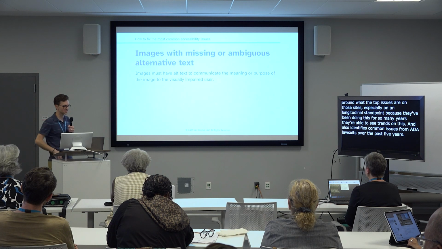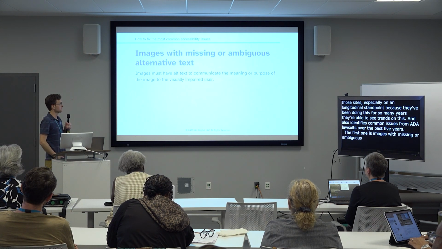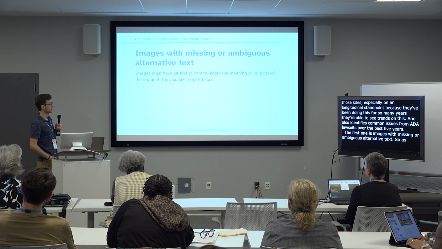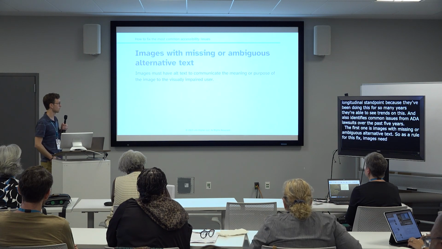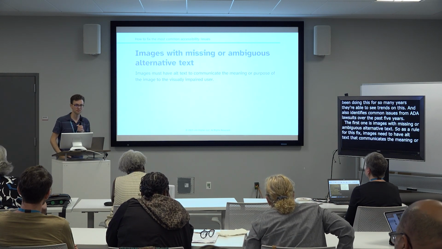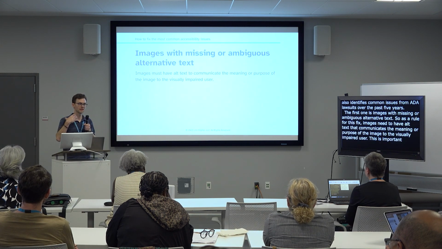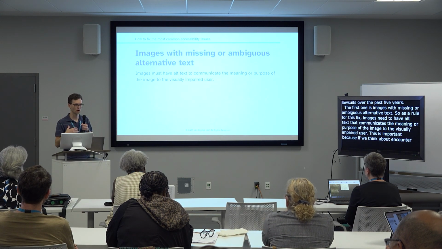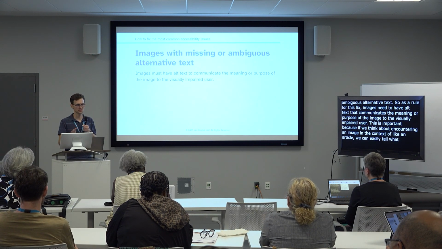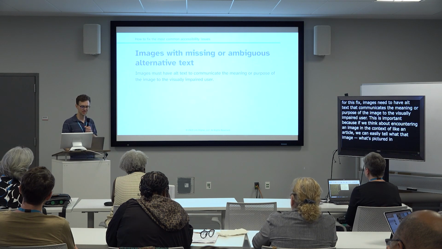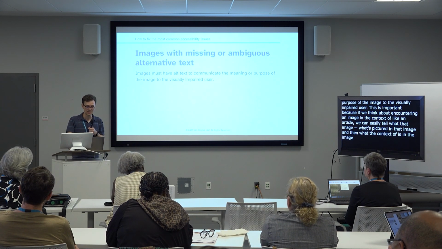The first one is images with missing or ambiguous alternative text. So as a rule for this fix, images need to have alt text that communicates the meaning or purpose of the image to the visually impaired user. This is important because if we think about encountering an image in the context of an article, we can easily tell what's pictured in that image, and then what the context of it is. But someone who's using a screen reader isn't going to be able to do that.